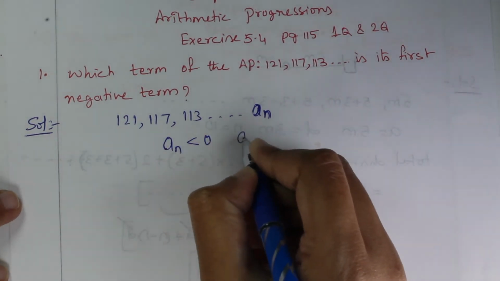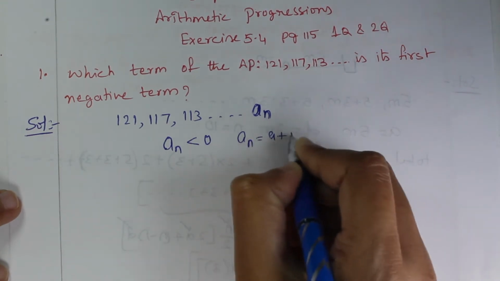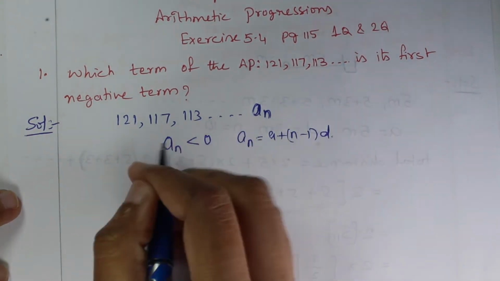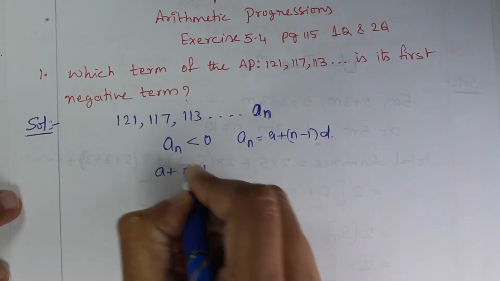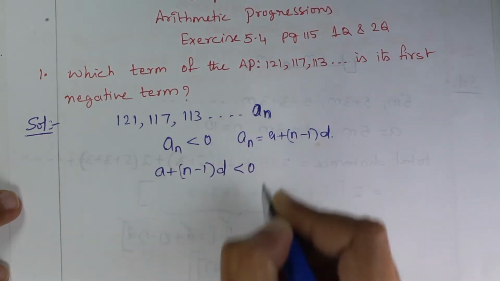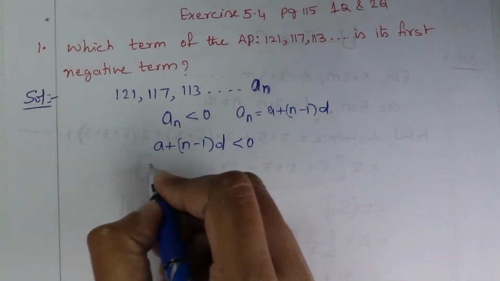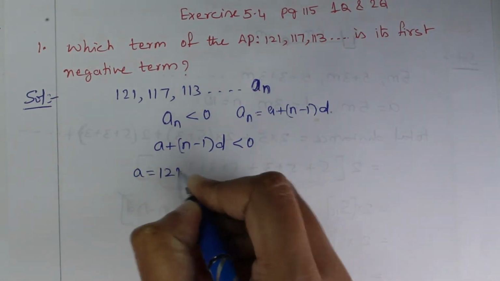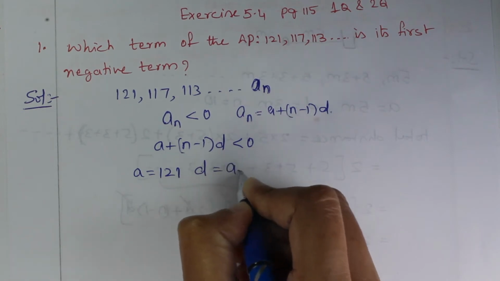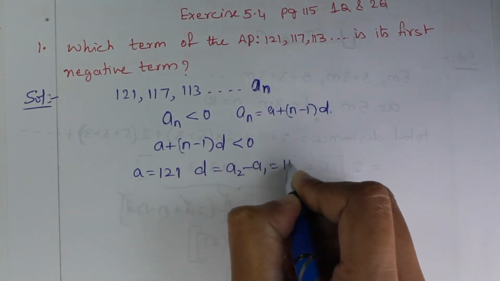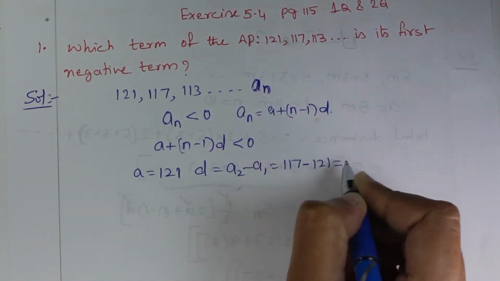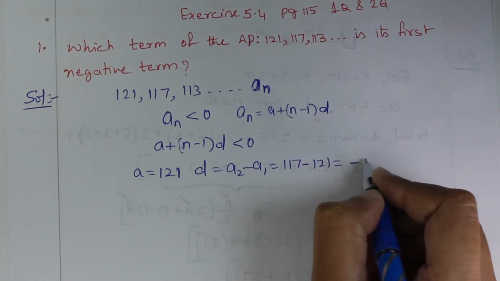What is the formula of an? We know the formula of an is equal to a plus n minus 1 into d. So a plus n minus 1 into d is less than 0. What is the value of a? A is equal to 121. D is equal to a2 minus a1, that is 117 minus 121, that is equal to minus 4.